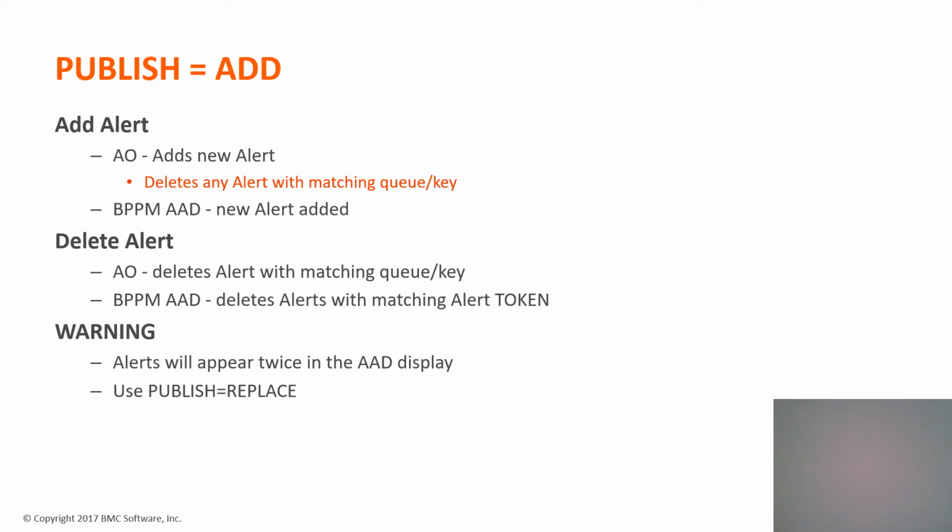Now, one thing to point out is that when you add the alert, Auto Operator will delete any alert that already exists with the matching queue and key. BPPM, however, will only delete the alerts with the matching alert token, so you may end up with duplicate alerts in your display. So rather than using publish equals add, it's recommended that you use publish equals replace.